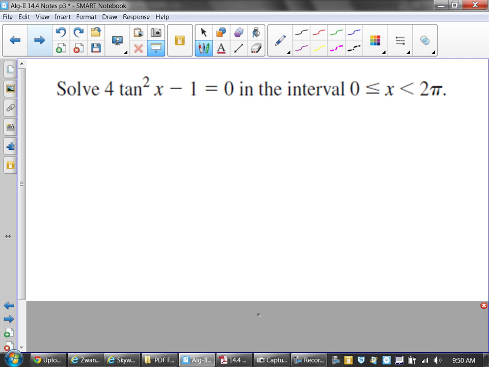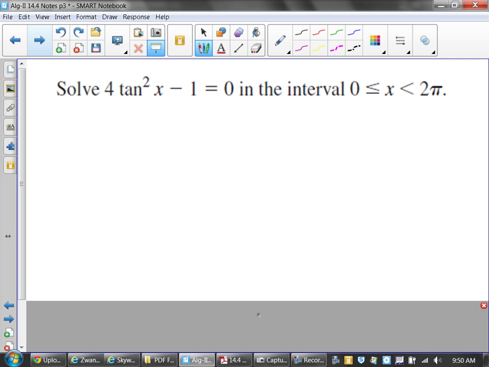This is one we'll have to use a calculator for, and I'll show you why here in a second. When I set this one up, I have 4 times the tangent squared of x minus 1 is equal to 0. Again, we need to solve for x. So what are you going to do first, Mr. Hicks? Plus. Exactly. Square root of it. Does everybody agree? I'm going to add 1 and divide by 4.